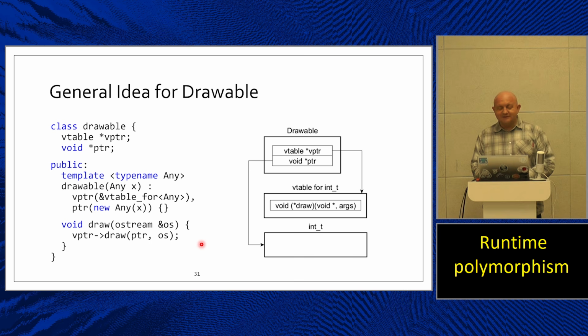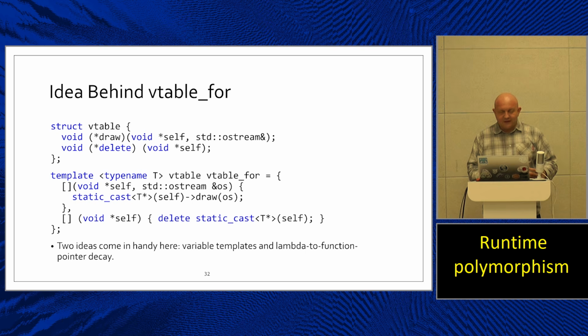And here is the important shift. The heap allocation is now encapsulated inside drawable. From the outside, it behaves like a value. We no longer leak pointer semantics into the user's data structures.